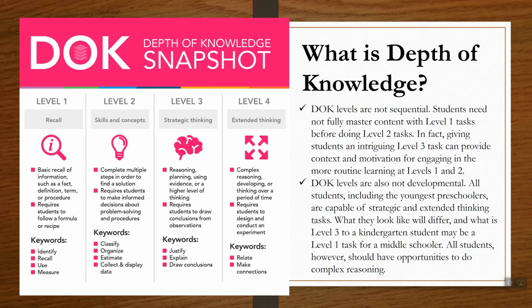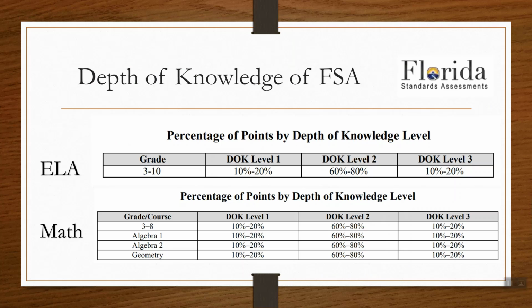The other important idea for teachers to wrap their head around is the thought that DOK levels are not developmental. There is no age at which students are not capable of thinking deeper. However, what is a cognitively complex task for a kindergartner may not be as complex for a middle school student. Teachers should evaluate the activities used for instructional purposes to see that all students have the opportunities to practice complex reasoning. So how does this factor into student performance on state testing?